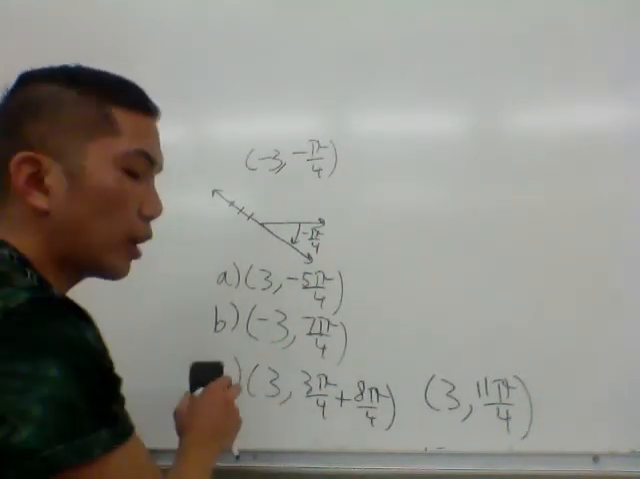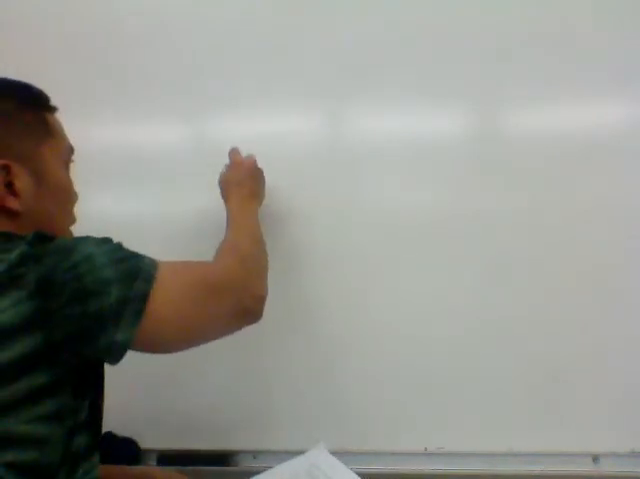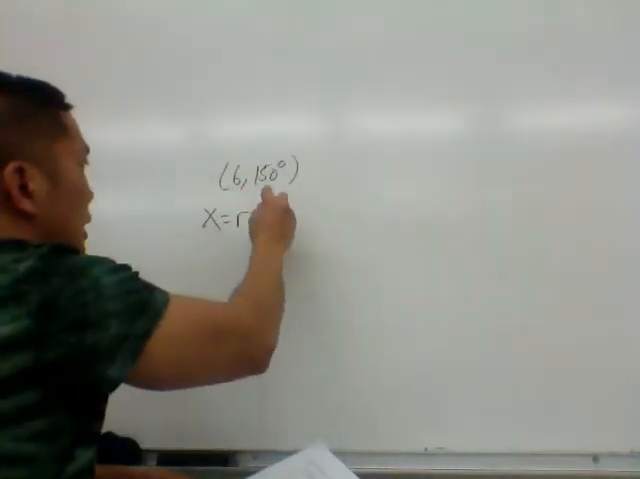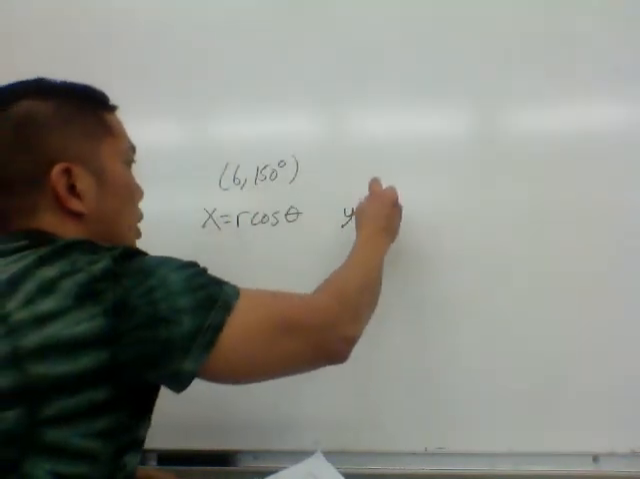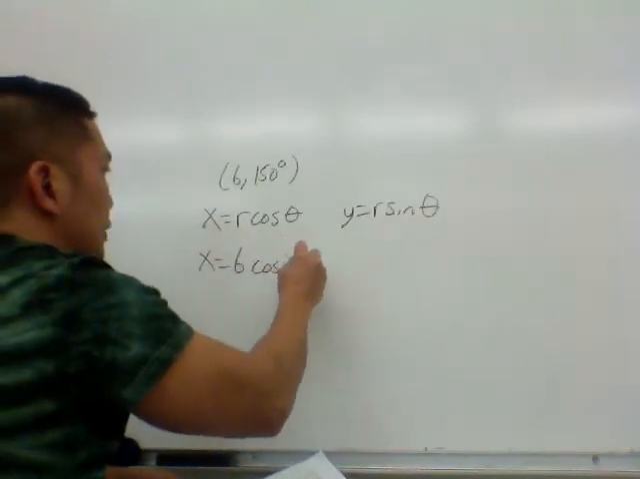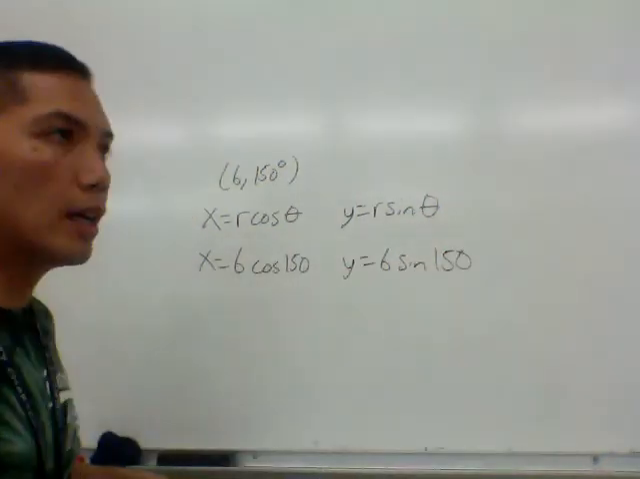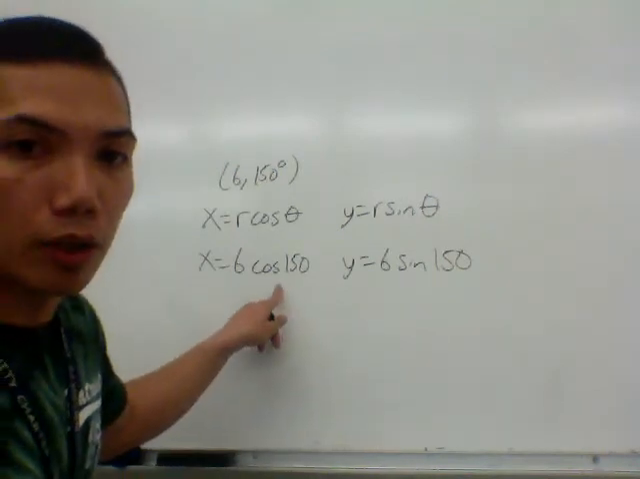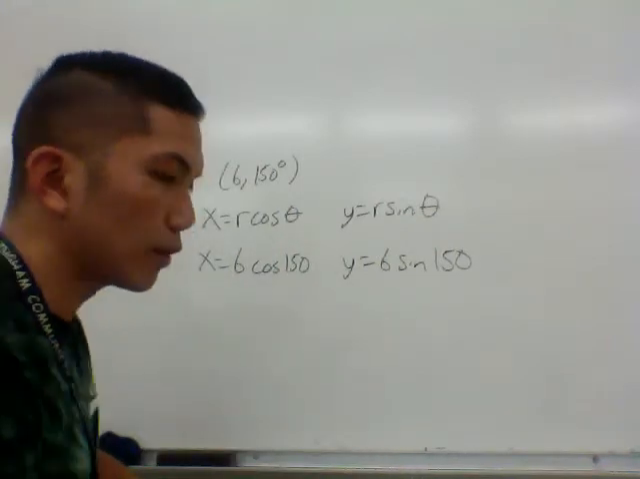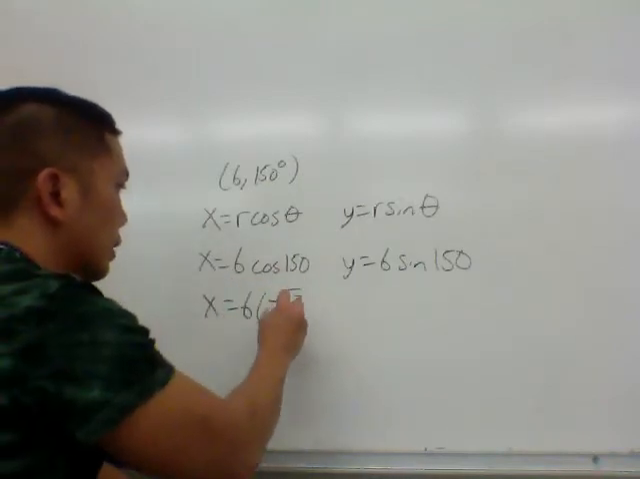Number 3 and number 4 are pretty straightforward. Number 3, if I want to change (6, 150 degrees) from polar coordinates, x is equal to r cosine theta, and y is equal to r sine theta. So x will be 6 cosine 150, and y will be 6 sine 150. The cosine of 150 is the 30-degree reference angle in quadrant 2. The cosine is root 3 over 2, but since I'm in quadrant 2, my value here is negative root 3 over 2.